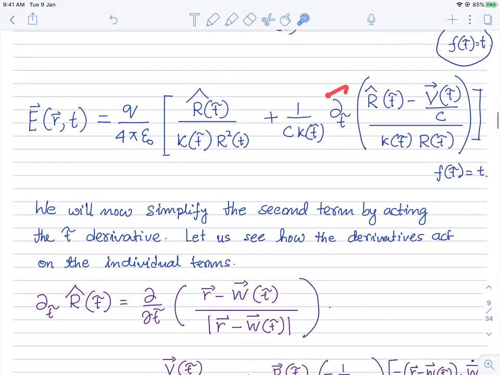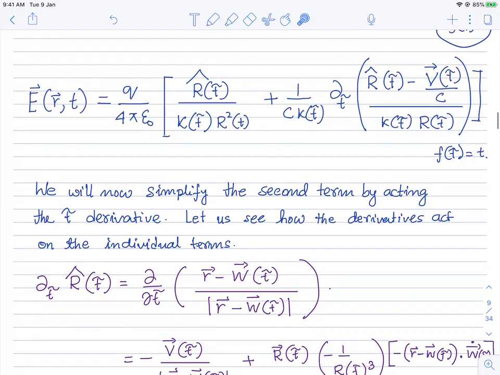As you can see, when the derivative acts inside, it can act on the numerator terms like this, as well as on the denominator, on terms like kappa times r. So let us do this differentiation term by term and keep the results ready, and then we'll put it together. This differentiation is a little intensive, but it is extremely straightforward. You know how to differentiate, right?